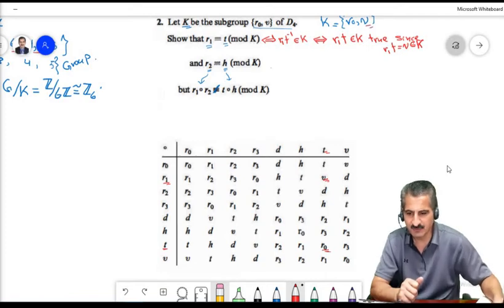Now to show this thing, similarly, for R2 we need to show that R2 H inverse belongs to K. H is a reflection, so it is its own inverse. So that means I need to multiply R2 by H and see whether it is in K or not.